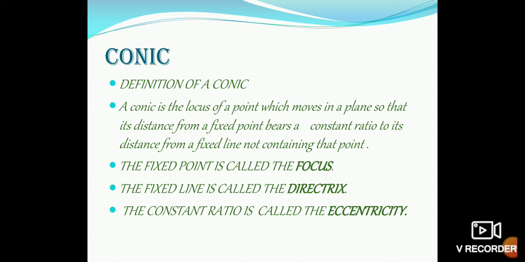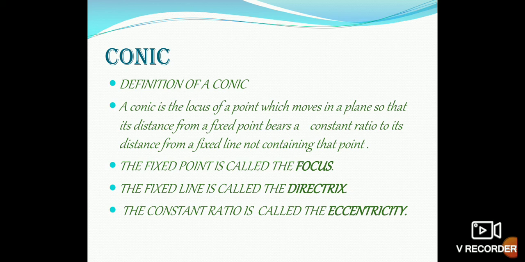In this topic we are going to see about conic. What is a conic? We learnt about locus in the last class. Now we are going to learn about conic. Conic is the locus of a point which moves in a plane so that its distance from a fixed point bears a constant ratio to its distance from a fixed line.